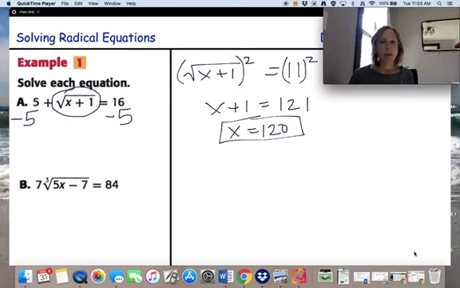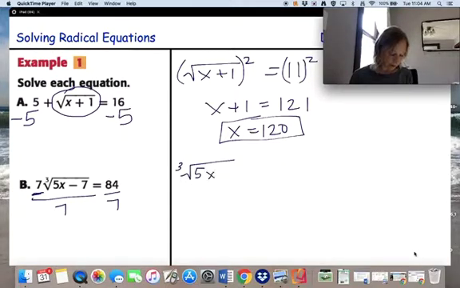Okay. Let's try the next one together. We're going to go through those same 3 steps. First step, isolate the radical. So what do we see next to the radical? This 7. The 7 is multiplying the cube root. So to undo that, I need to divide both sides by 7. Then I'll have the cube root of 5x minus 7 equal to 12.